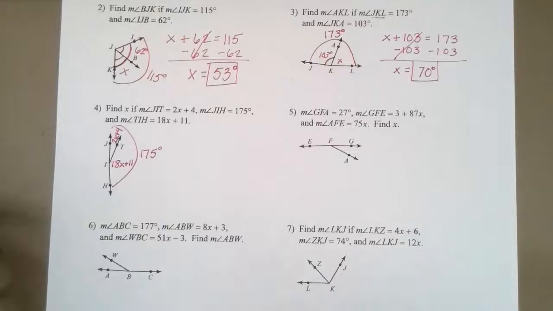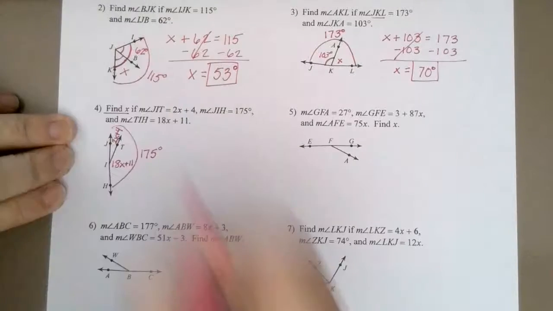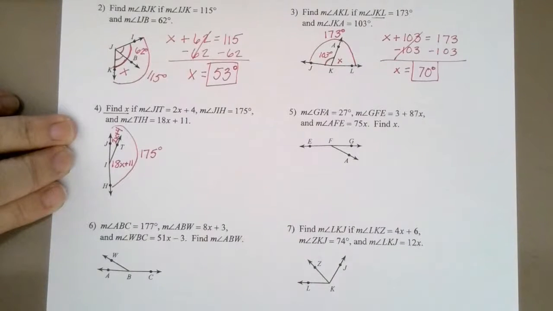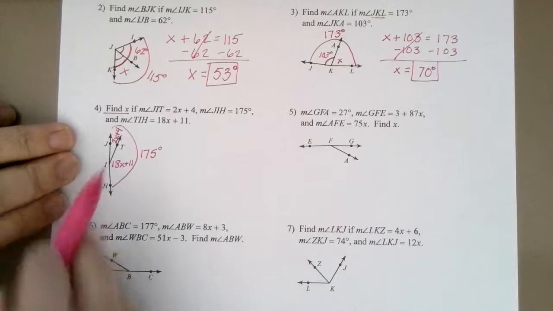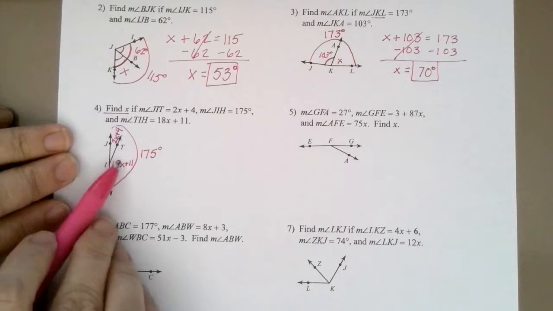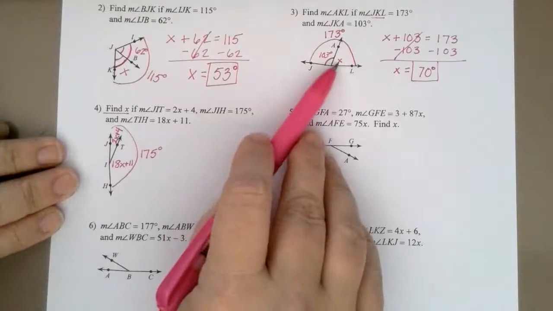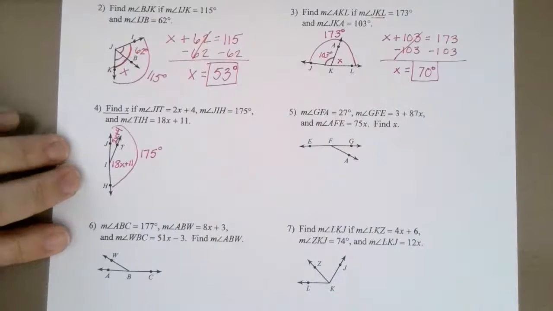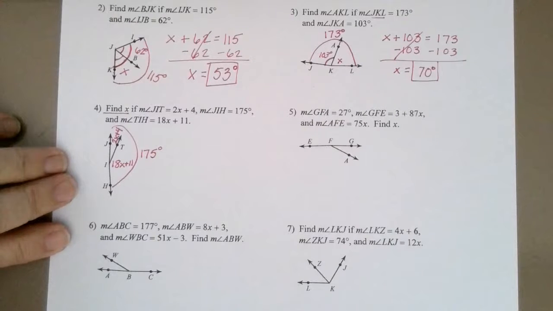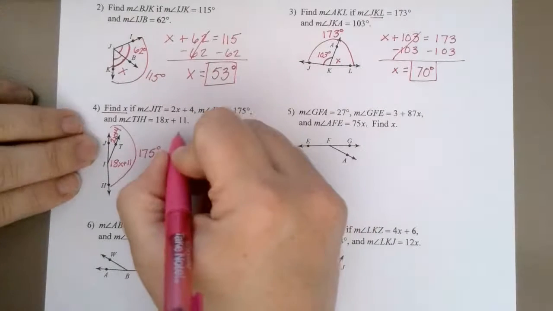Now, it's asking me to find x. Is x the measure of any of these angles? No. x is just some number that could be used to find the measure of those angles if I needed to, right? But because x itself isn't an angle like it was up here, that means it's not going to have a degree sign with it. Okay? So, what do you think I need to set up?